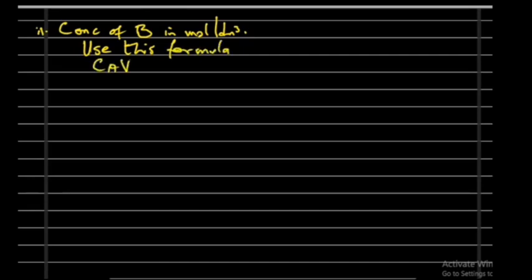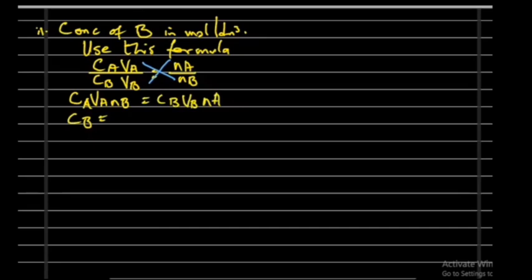We have CAVA over CBVB equals NA over NB. That is the formula we are to use. We are looking for concentration of B, so let us make this the subject of the formula. For us to do that, we need to make this a straight line equation, and to do that we cross multiply. So we have CAVANB equals CBVBNA. Making CB the subject of the formula, we have CAVANB all divided by the coefficient of CB, which is VBNA.